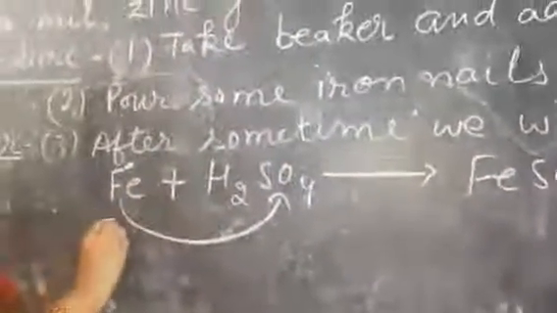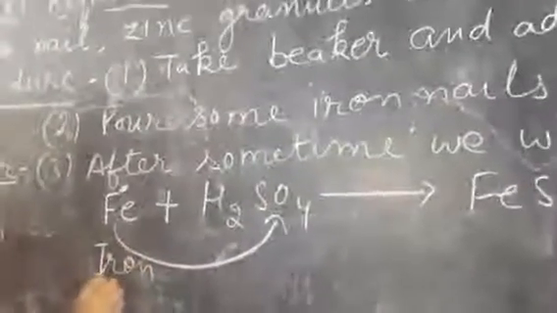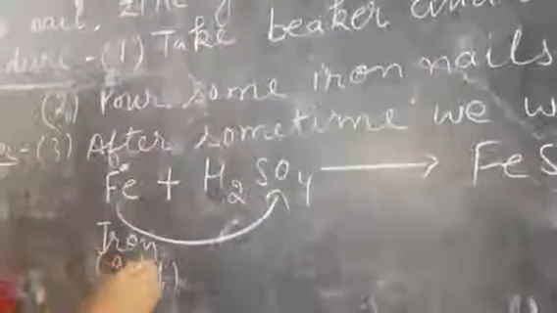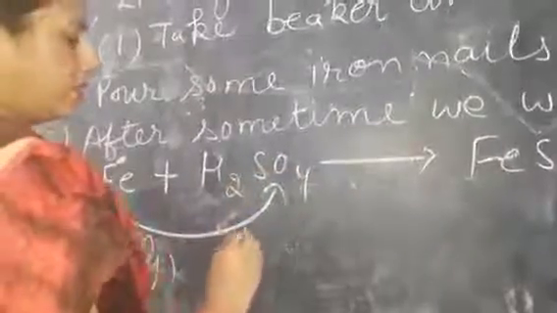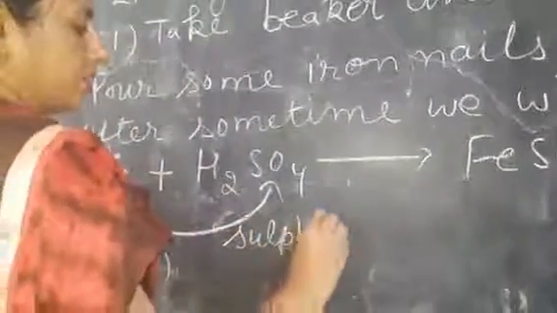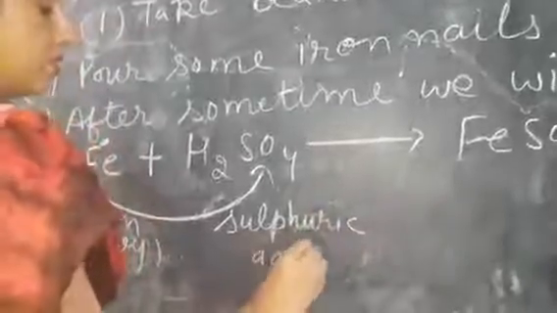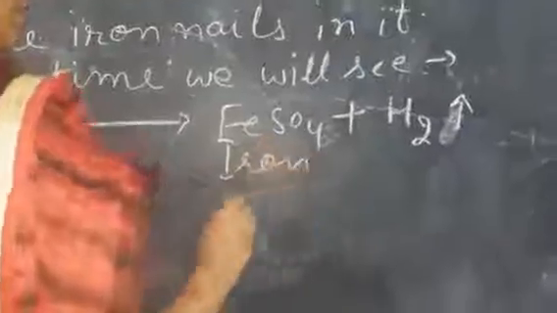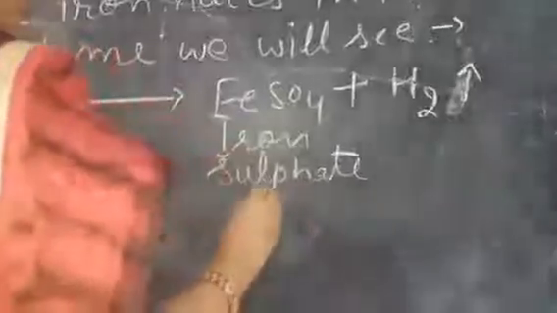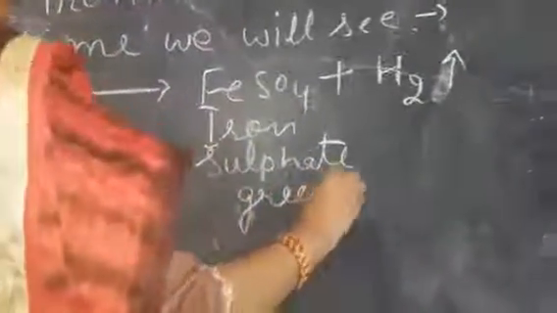Okay, so iron nail is grey in color, do you know about this? And this is sulfuric acid. This is iron sulfate or ferrous sulfate. After reaction, this will be green in color, and hydrogen gas is evolved in this reaction.